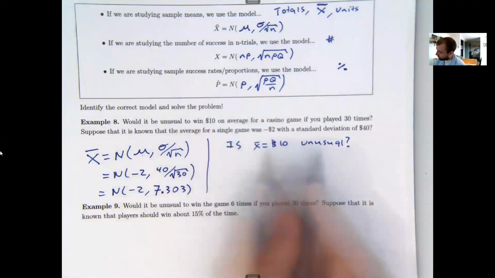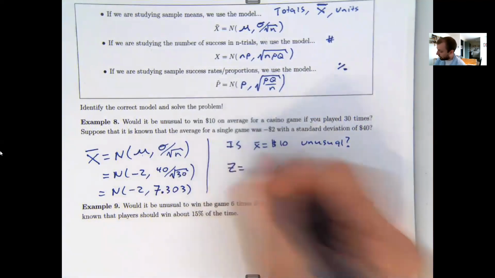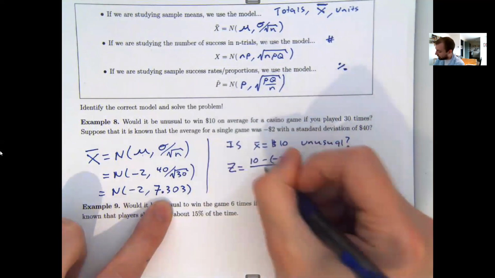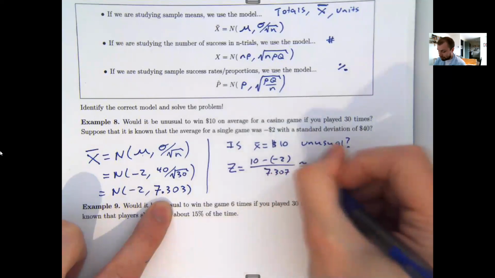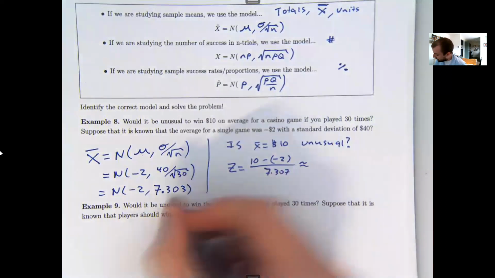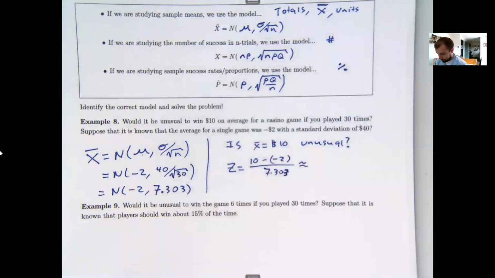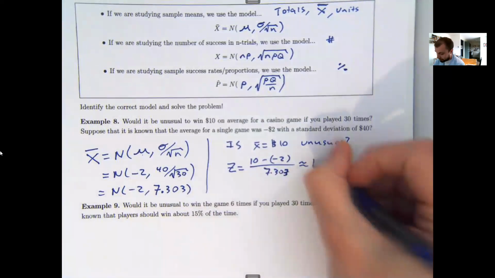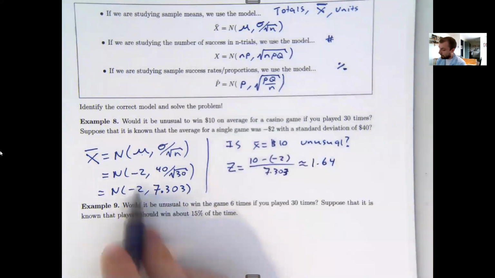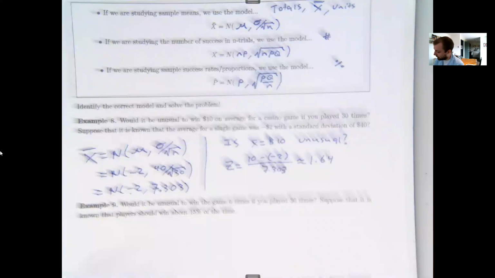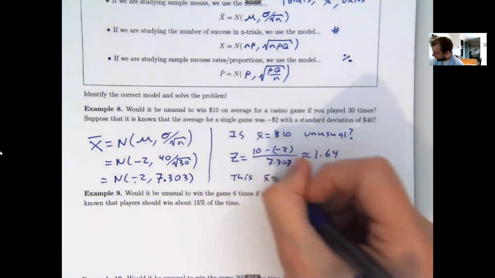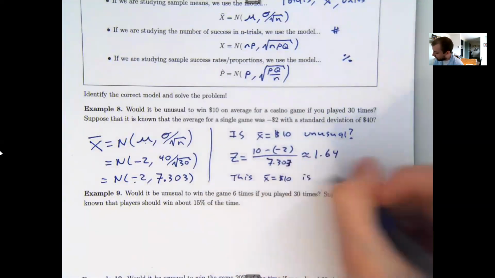So let's use this as our value and let's find a z-score. My z-score is going to be my value minus my center, so 10 minus -2, divided by my standard deviation, 7.30, which gives me a z-score of 1.64 or so. So it would not be unusual to win $10, even though I'm anticipating losing $2. This is within 2 standard deviations. This x bar equals 10 is considered usual.